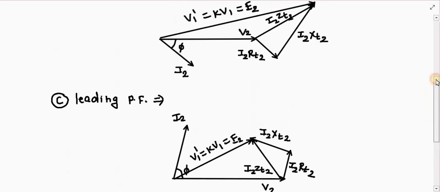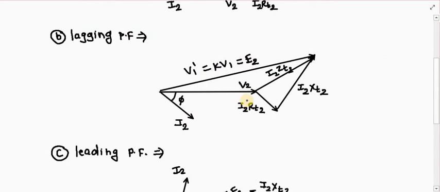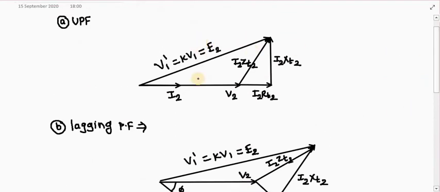But here my E2 is greater than V2 for lagging power factor as well as unity power factor. So my regulation will be positive. So regulation is always positive for inductive load with lagging power factor and resistive load with unity power factor. And my regulation may be negative for capacitive load with leading power factor. So my voltage regulation depends on the power factor of the load. So regulation must always be specified with the load power factor.